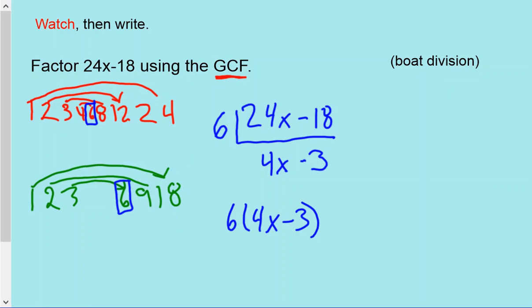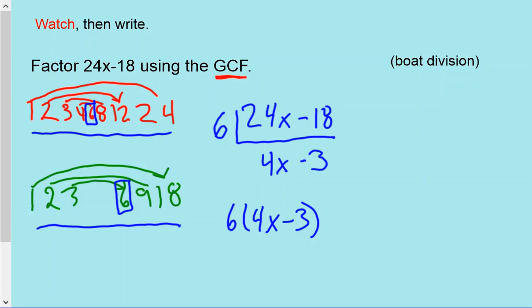Okay, so when we're factoring out the greatest common factor, we can use this method to find the factors, which is referred to as the rainbow method, because you kind of get that rainbow shape. The other one we can use is called boat division.